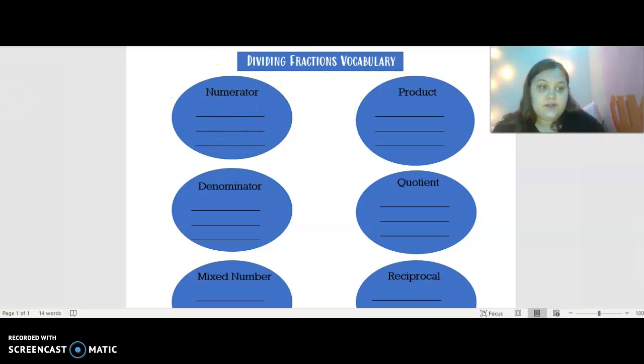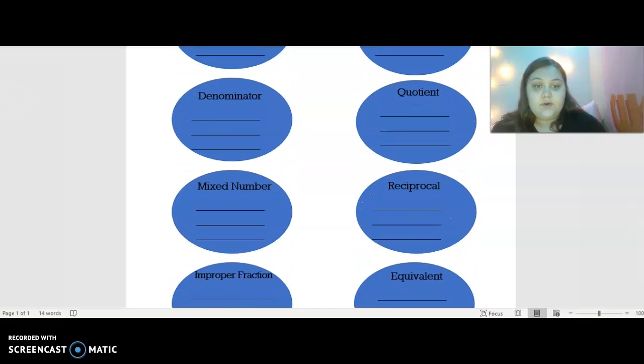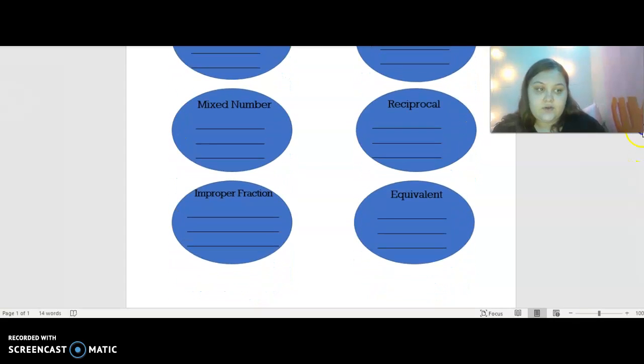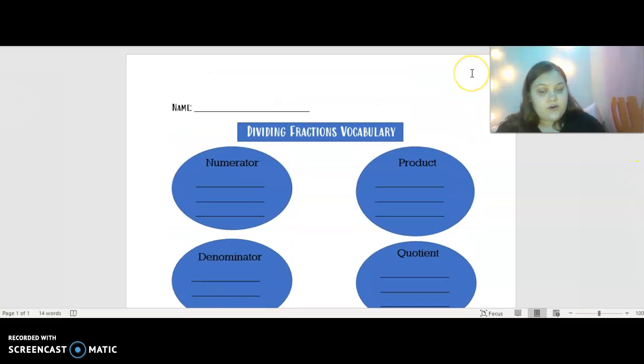And our vocab words for this lesson are numerator, product, denominator, quotient, mixed number, reciprocal, improper fraction, and equivalent. So as we go throughout our PowerPoint, you're just going to fill in these as much as you can. You can get the answers from other people, you can ask questions throughout the lesson, or you can just copy them directly off of the PowerPoint. Either way, just fill it out, and you do not have to turn it in. It is not worth a grade.